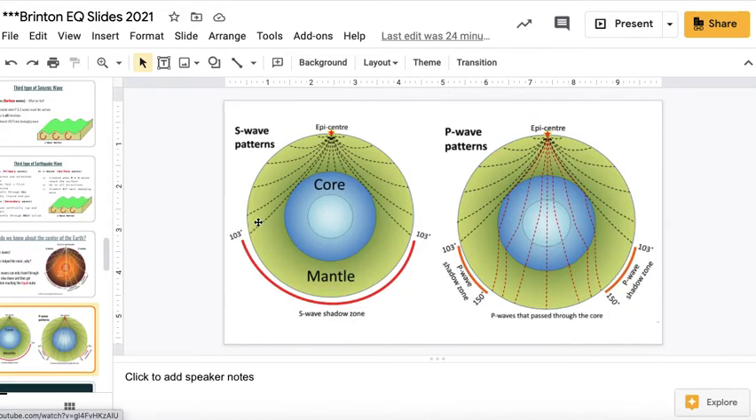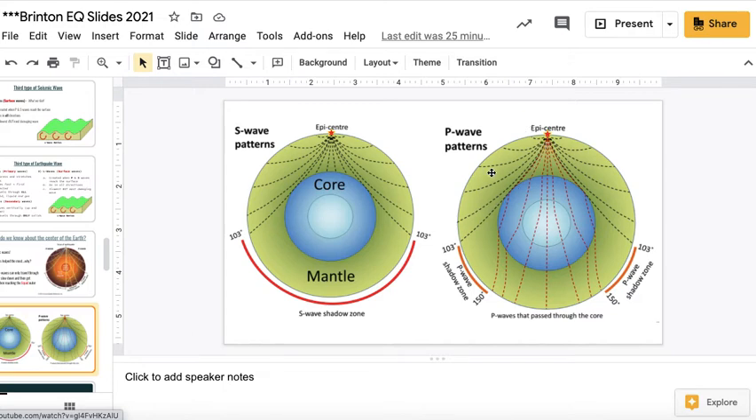So to give you an example, here is the S wave. Again, the epicenter, the focus is below. It hits, here is your S wave shadow, okay? Here is your epicenter again at the top, at the surface, there is the focus.